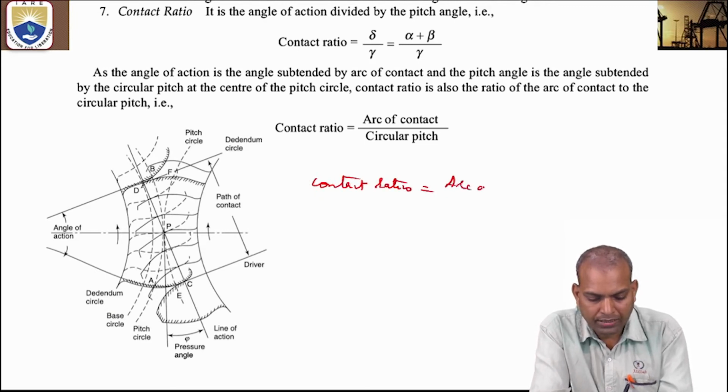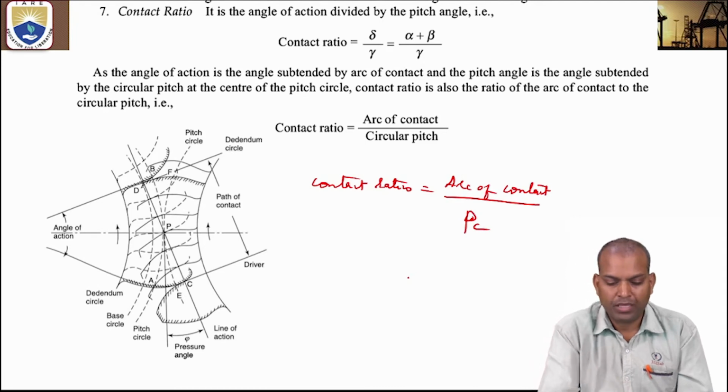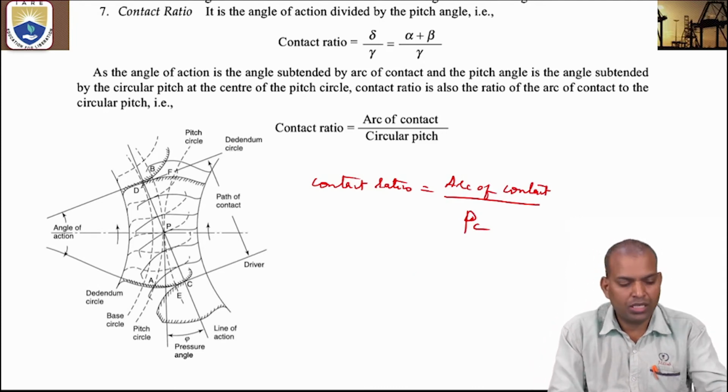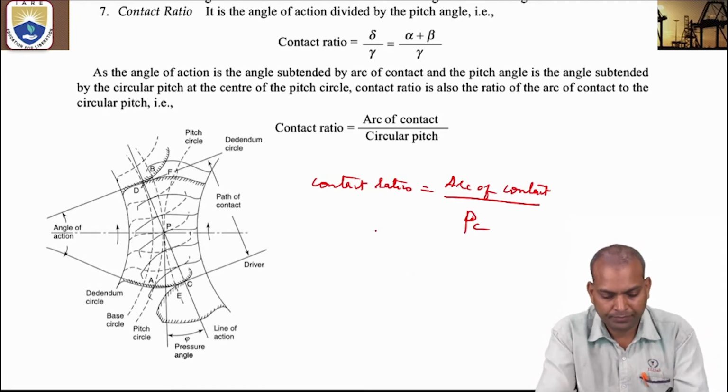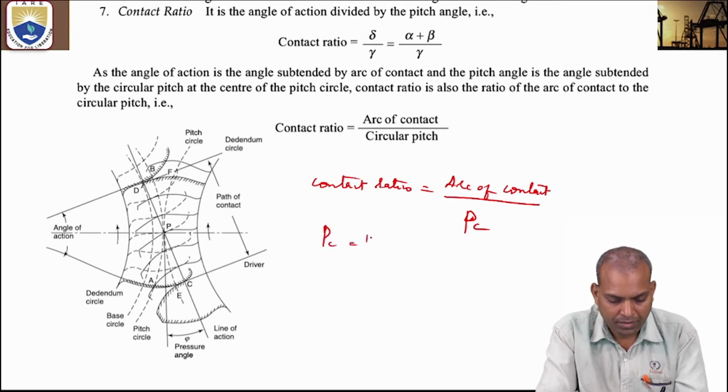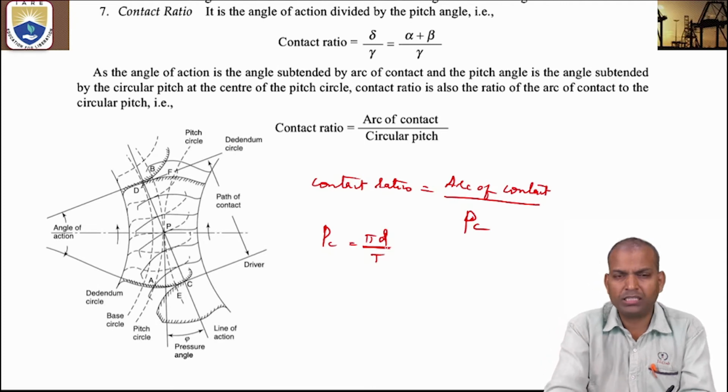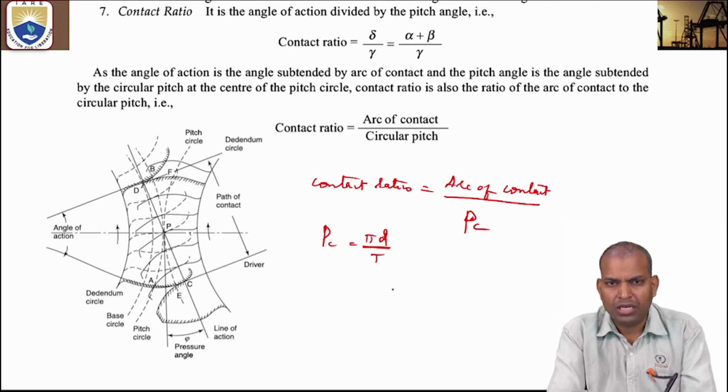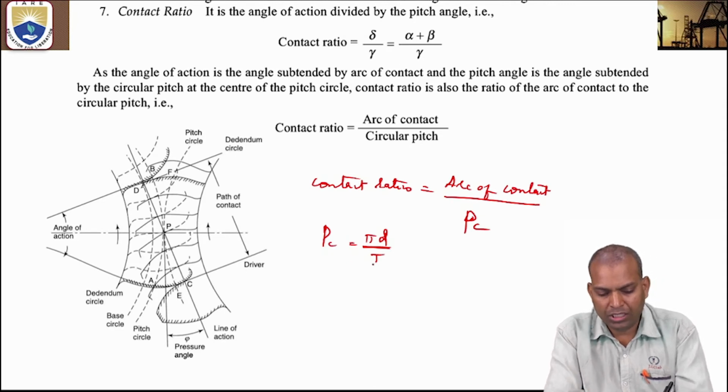arc of contact by cos phi by circular pitch Pc, where circular pitch Pc equals pi times d by T, where d is the pitch circle diameter and capital T is the number of teeth. So this is the circular pitch.